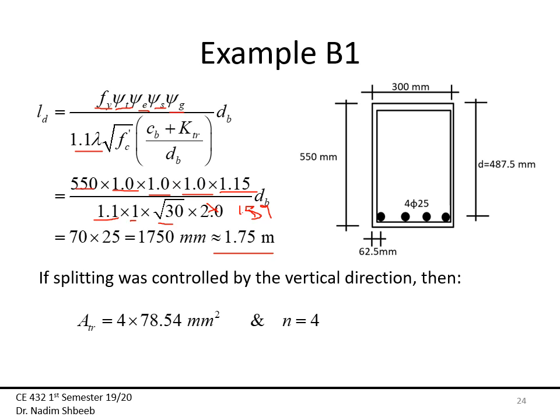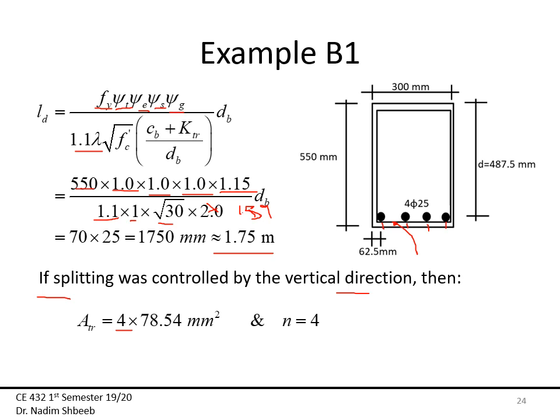So the other thing is, if splitting was controlled by the vertical direction, then in this case ATR will be equal to 4. Now, why is it 4? Because for each bar it is seeing 1 ATR. This bar right here is preventing the crack from propagating. So it's seeing this once here, and here, and here, and here. So that's why I'm using 4.